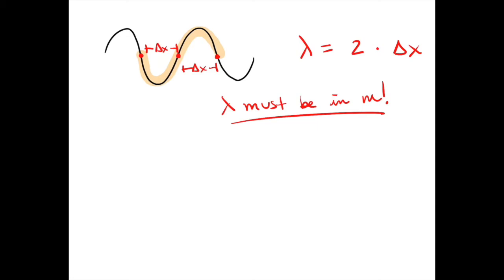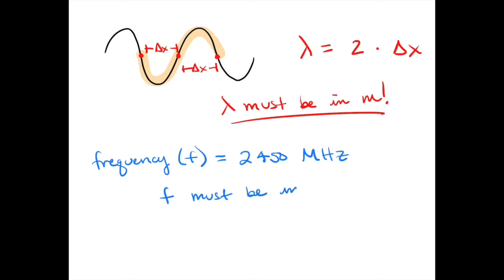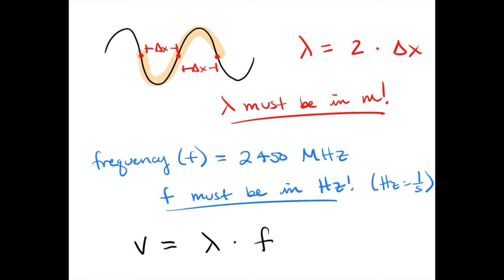Now that I have my wavelength, I need my frequency, or F. And my frequency, as we said, is 2,450 megahertz. Now, that's good and all. It's my traditional microwave frequency, but I need my frequency to be in hertz, because hertz is equal to 1 over seconds. Once I have those 2 values, my calculation is as simple as V equals lambda times F to get my final velocity. In my case, I got about 311 million meters per second, which is not too far off from the real value of 300 million meters per second. Not too bad at all.